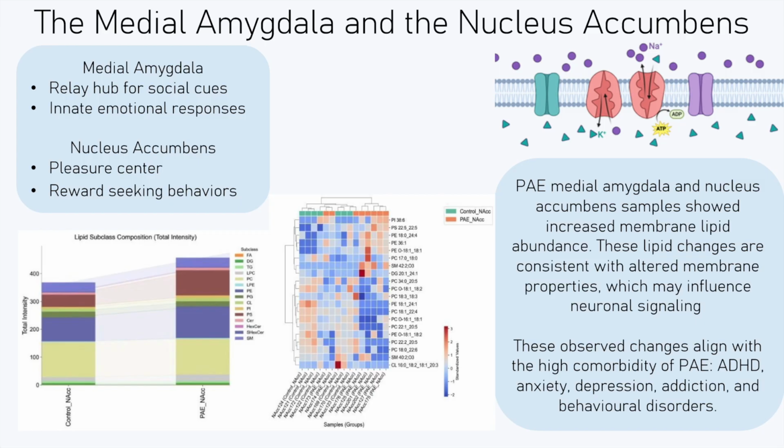This is supplemented by clustered heat maps which associate higher amounts of membrane lipids with PAE than control in both regions. Change in membrane lipids can impact the membrane permeability and the action potentials of the neurons. This makes sense when you consider that PAE is highly comorbid with addiction, anxiety, depression, and behavioral disorders.